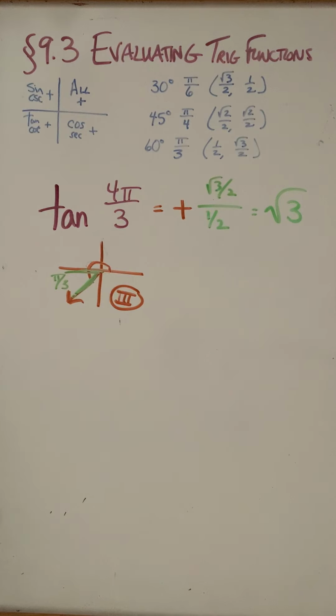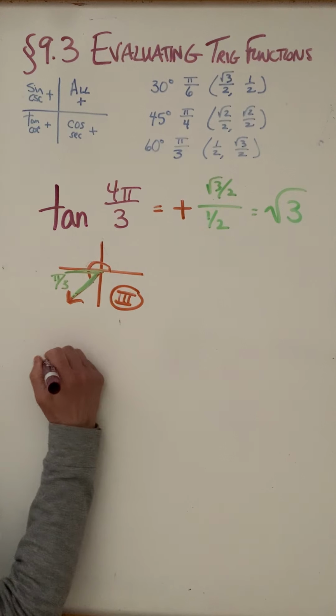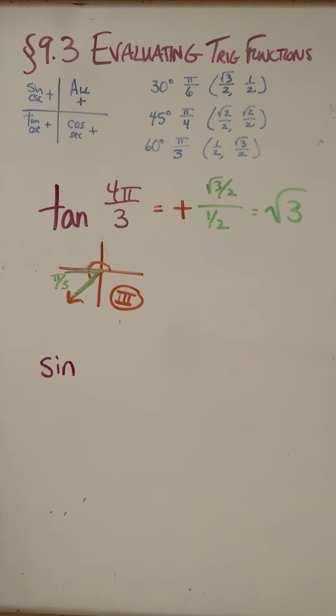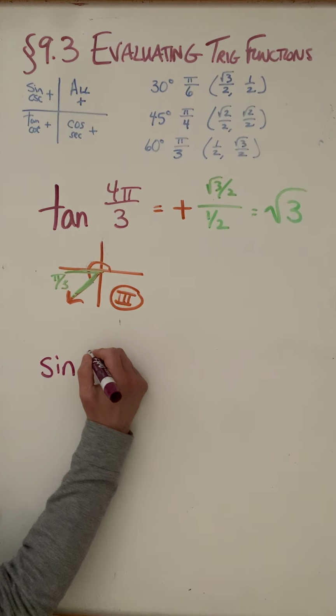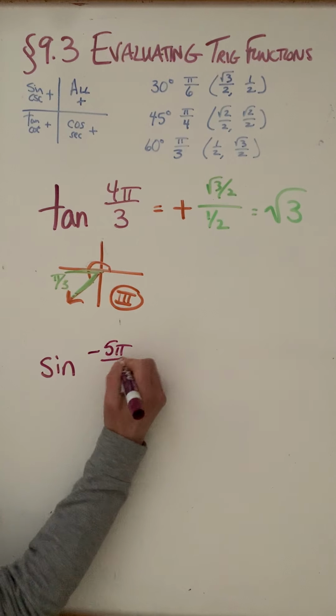Super, wasn't that fun? Let's try another one, shall we? How about a sine? Let's find the sine. I know you all want to do degrees, but I really want our brains to think in radians. Let's try the sine of negative 5 pi over 6.